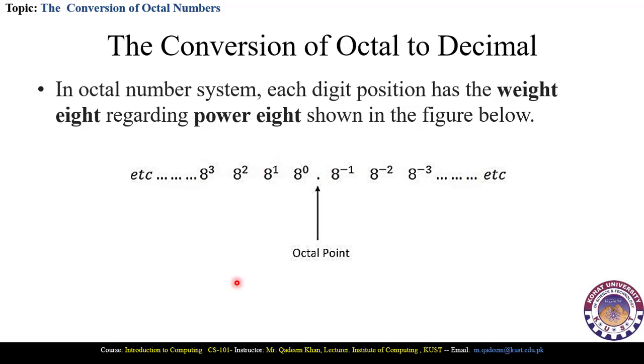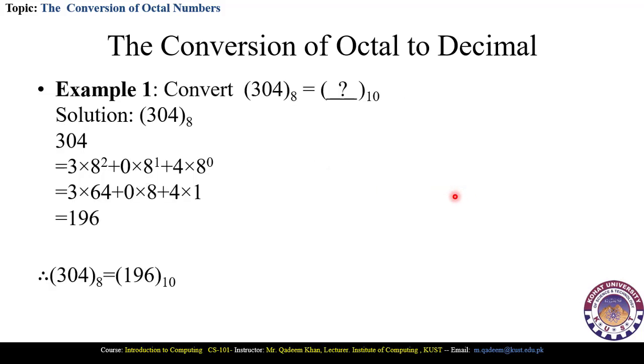In the octal number system, each digit position has a weight of 8 raised to a power, as shown in this figure. So 8 power 3, 8 power 2, 8 power 1, and the point, then 8 power minus 1, 8 power minus 3, and so on. This is called the octal point; this is the most significant value, and these are the least significant values here. Now, how will we convert octal to the decimal system?